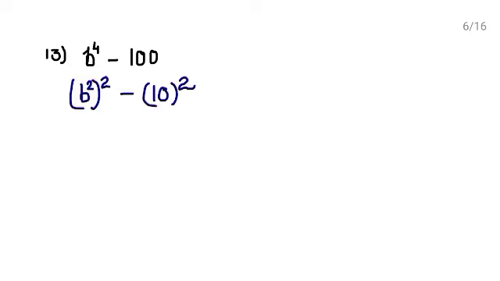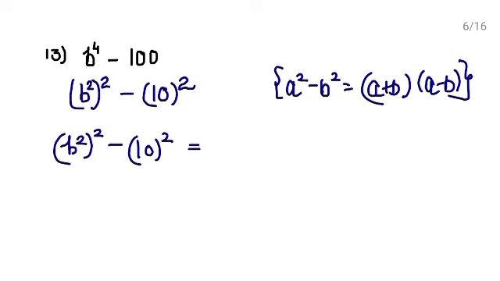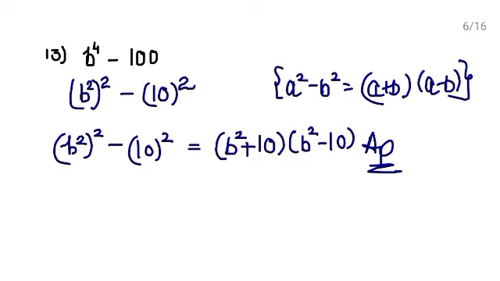So we will use the identity of a square minus b square, which is a plus b into a minus b, right? So here b square whole square minus 10 square can be written as a plus b. What is a here? b square, right? That means first of all we add the bases, which is b square and 10. And secondly, we subtract the bases, b square minus 10. So this is your answer.